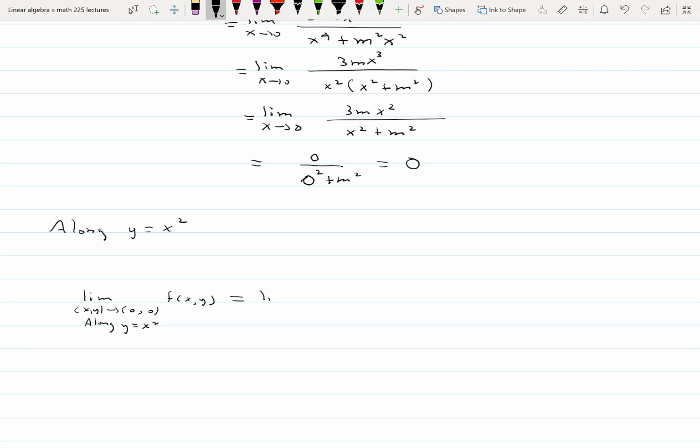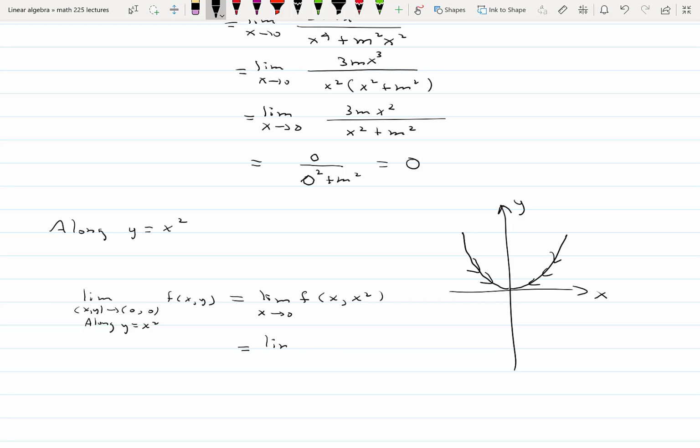Okay, well, this is the limit of f of x, comma, well, what's the y value on y equals x squared? It's x squared. And then let x approach 0. So we're doing this now. In the xy plane, remember, we're not looking in 3-space, we're only looking at the domain of this function in the xy plane. We're letting x and y approach the origin along the curve y equals x squared. And we want to see if we're going to get something different than we got before, different than 0.